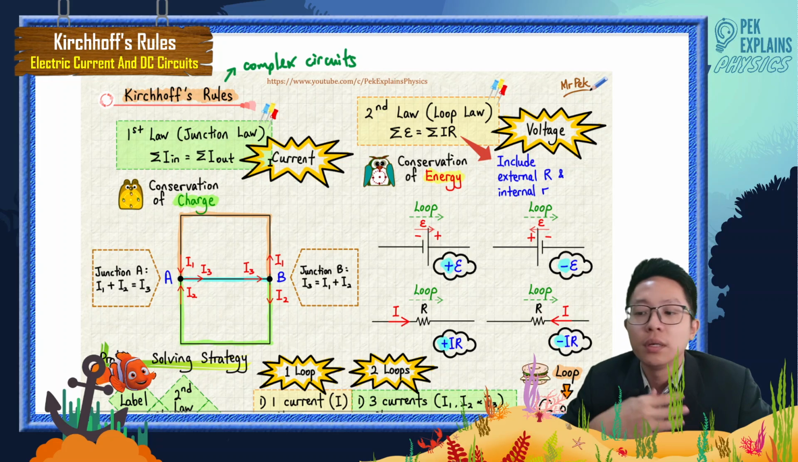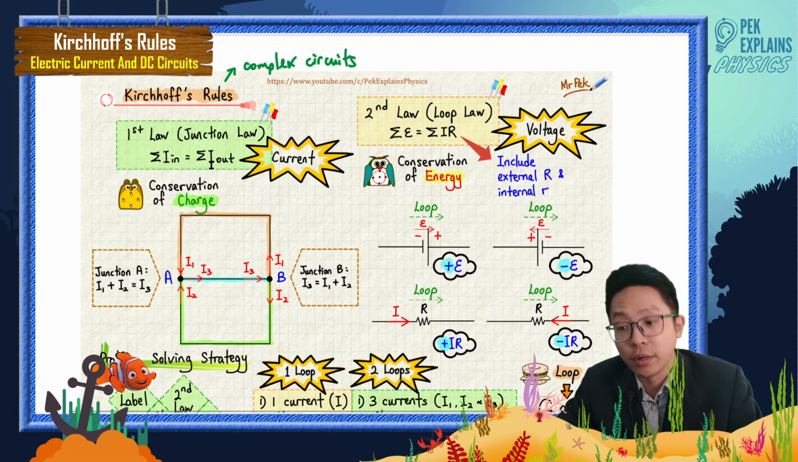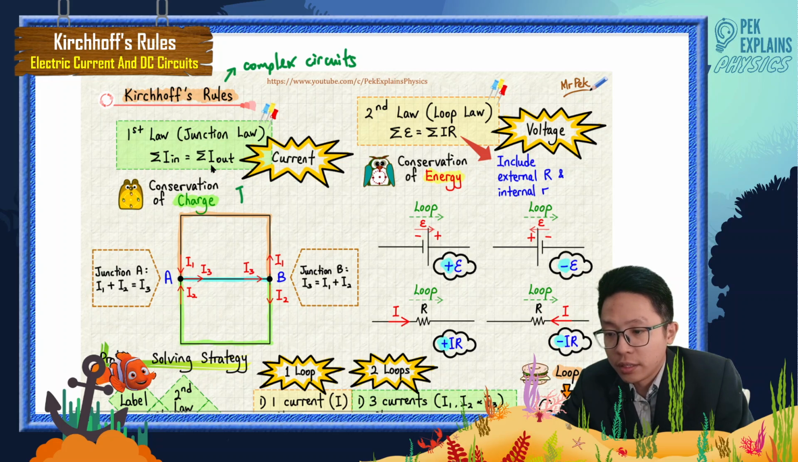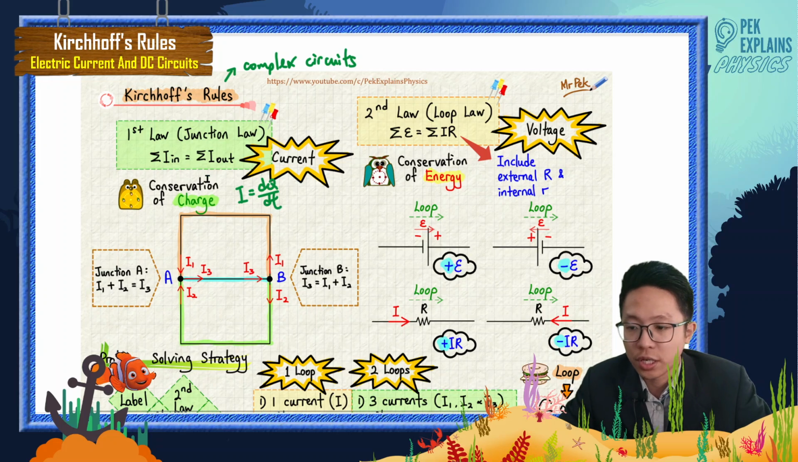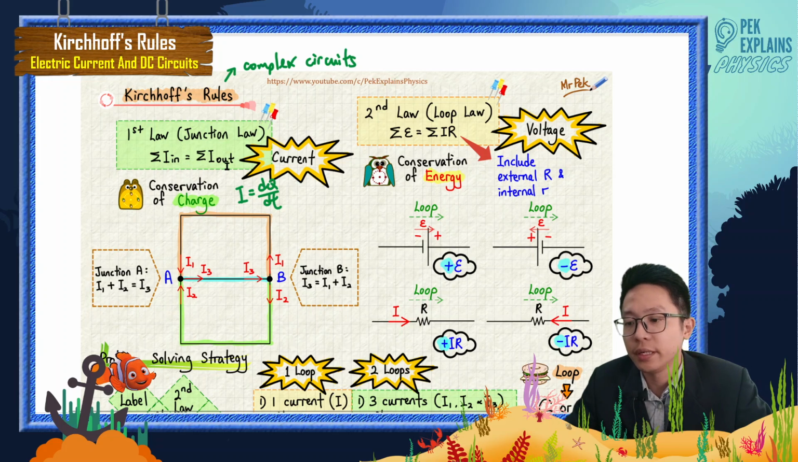The junction law is about current going into the junction and current going out from the junction. This law fulfills the conservation of charge, because we know that current is the rate of flow of charge. Current is actually dq over dt. So the current going in must be equal to the current going out. The charge must always be conserved; it cannot just disappear into nowhere.